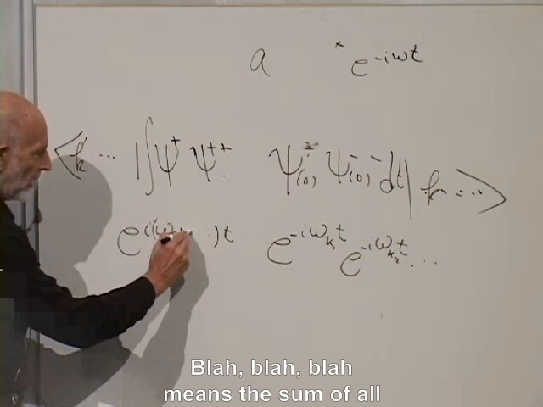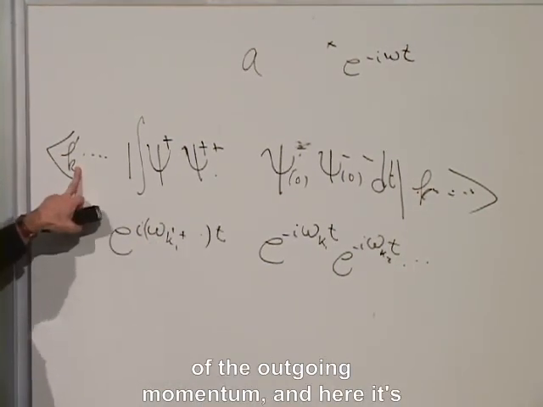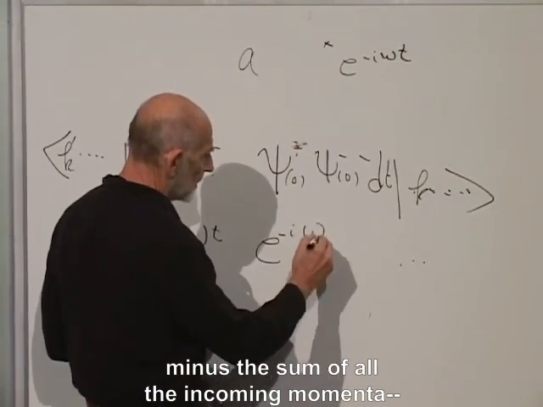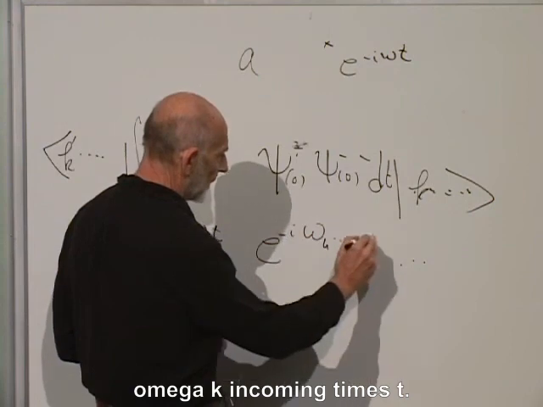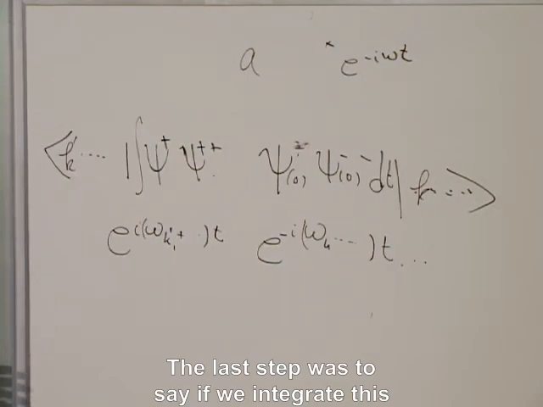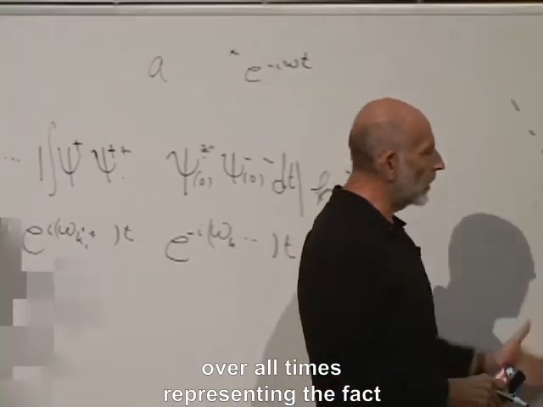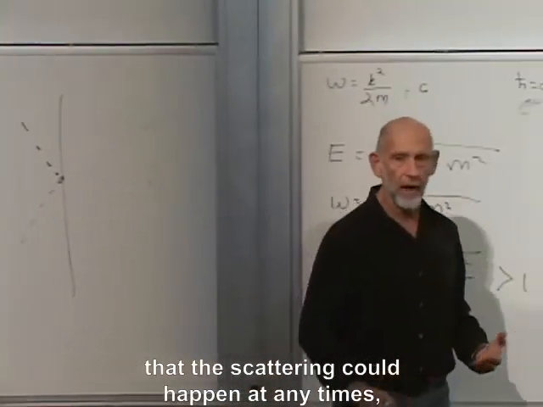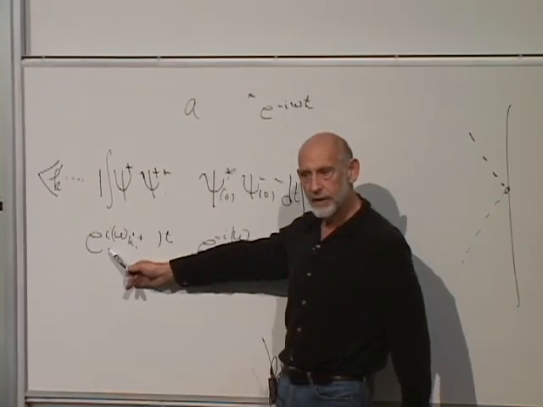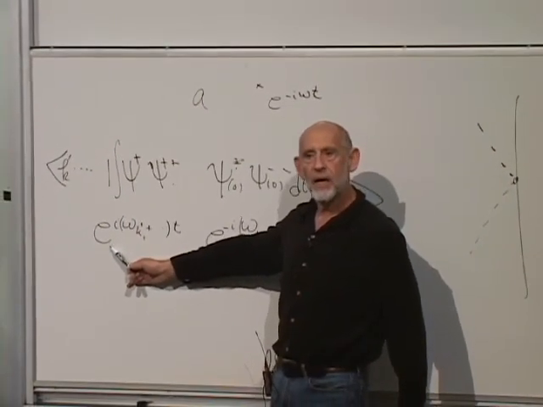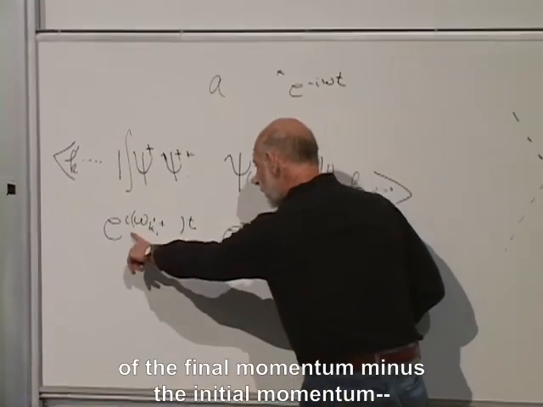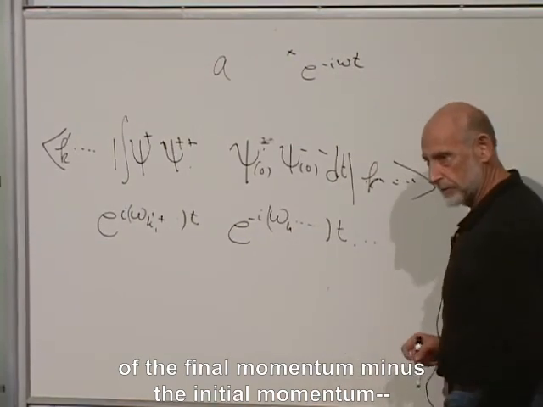Blah, blah, blah means the sum of all of the outgoing momentum, and here it's minus the sum of all the incoming momenta, omega k incoming times t. The last step was to say, if we integrate this over all times, representing the fact that the scattering could happen at any time, the integral of this gives what? Integral over time. A delta function.